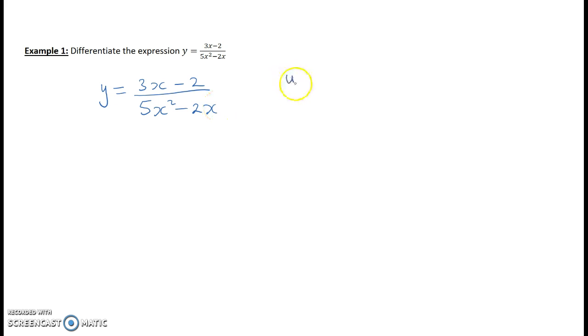Okay, so here we have our first quotient rule question or example, and begin by writing out the problem as normal. y equals 3x minus 2 over 5x squared minus 2x. Okay, so u is always on top. So u is 3x minus 2, and the derivative of u is simply 3. Now v is the one on the bottom, so v is 5x squared minus 2x, and v prime, the derivative of v, is 10x minus 2.